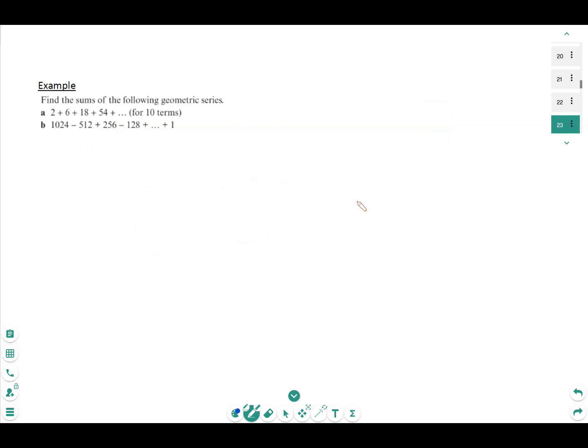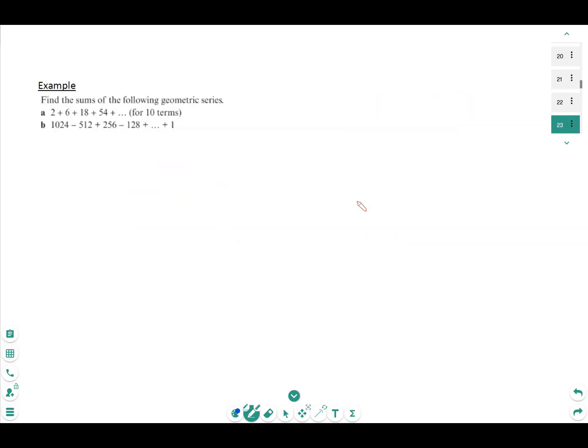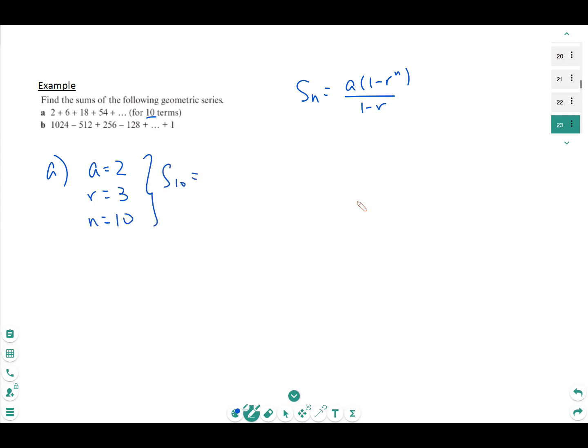Find a sum. This is a geometric series. Remember, geometric means term by term, there's a common ratio. So let me write that: Sn equals a times 1 minus r to the power of n over 1 minus r. Question a, we want to find the first 10 terms. The first term a is 2. The ratio, we're multiplying by 3 each time, and n is 10. So S10 equals 2 times 1 minus 3 to the power of 10 over 1 minus 3. Just put it in the calculator.